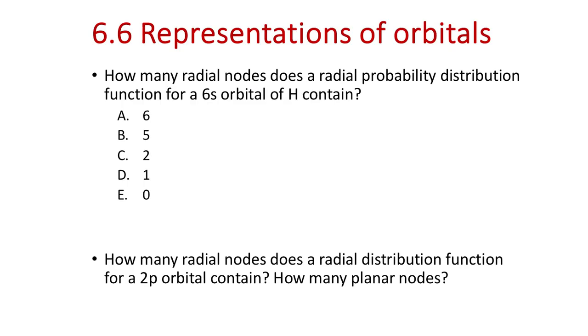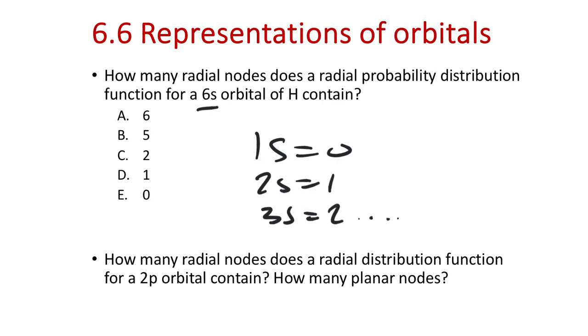Okay, so what kind of questions might you see? One of them might just be a question like how many radial nodes does the radial probability distribution function for a 6s orbital of hydrogen contain? Well, this is just coming back to the 1s is 0, the 2s is 1, the 3s is 2, so the 6s would be 5. Again, not quite sure why it matters, but again, you'll see probably on some of the practice exams from the past questions of this nature.